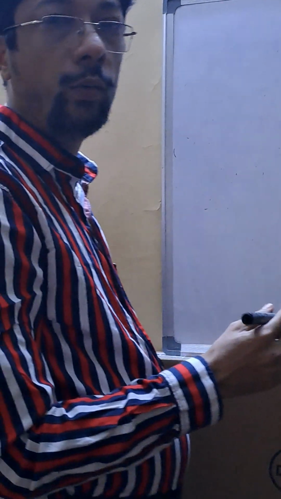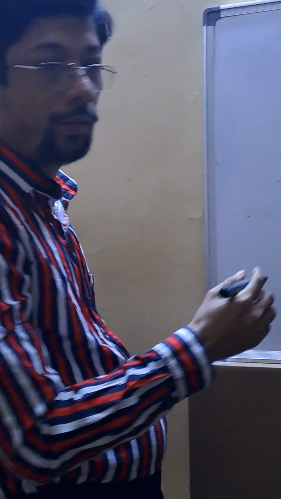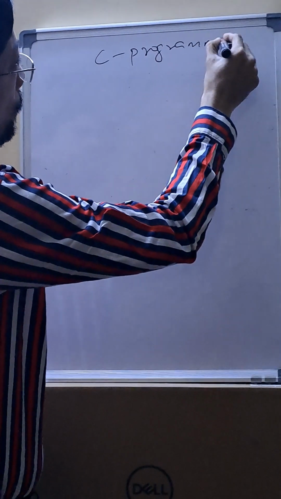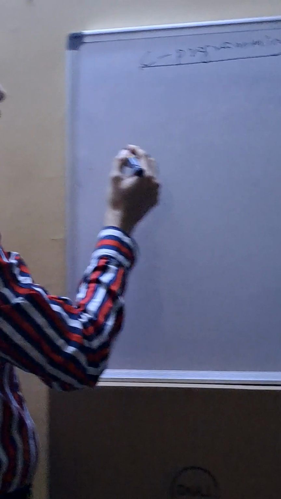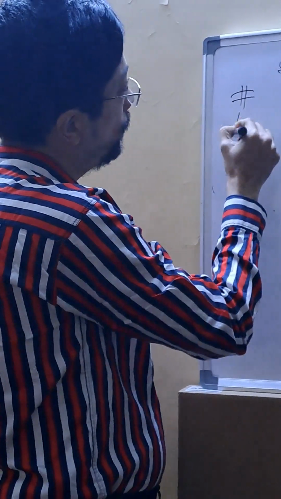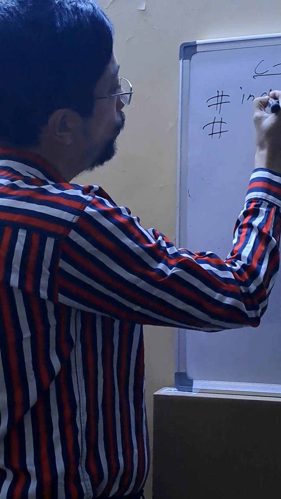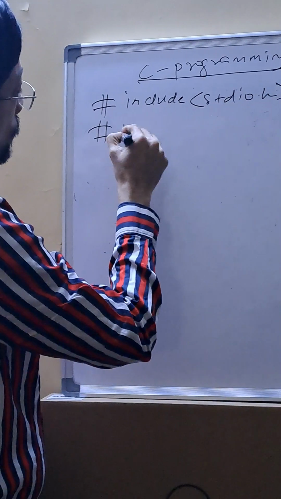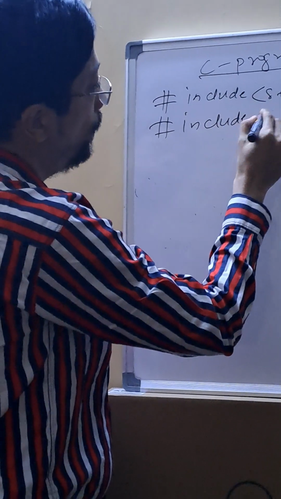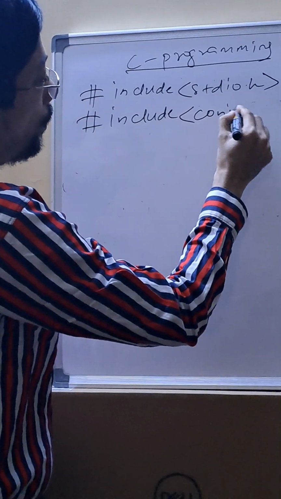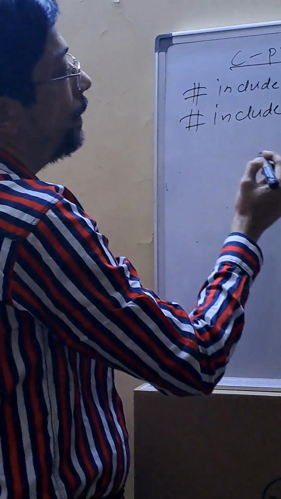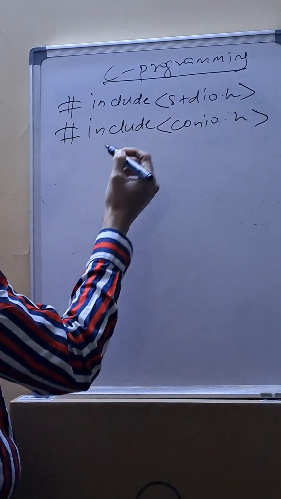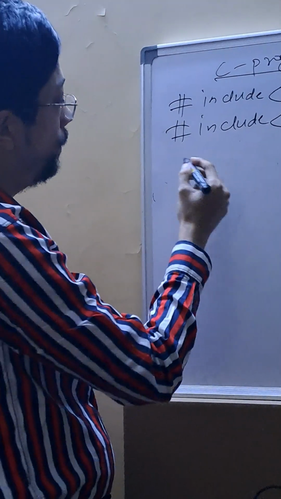Hello students, today we are going to learn the basic code snippet of the C programming language. To start with, there are two standard library headers that have to be included using the hash include tag. #include <stdio.h>. stdio.h stands for standard input output header, and conio.h for console input output header. These are two compulsory standard libraries which need to be included for every C program.